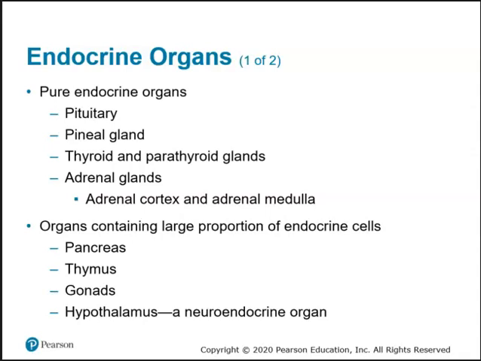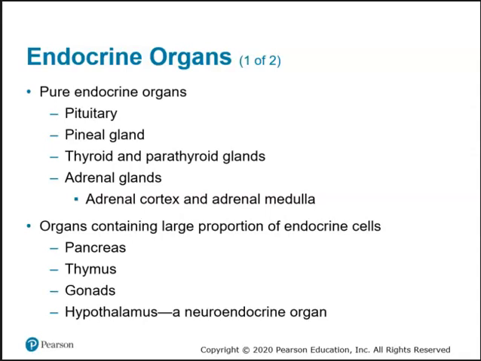We have pure endocrine glands. This includes the pituitary gland, the pineal gland, thyroid and parathyroid glands, as well as the adrenal glands. These are also known as the suprarenal glands because they are located on top of the kidneys. Within the adrenal glands, we have two parts. We have the outer adrenal cortex as well as the inner adrenal medulla.